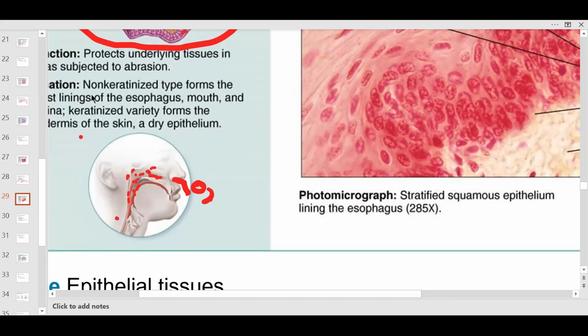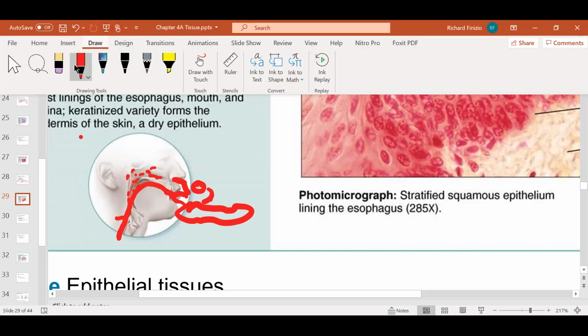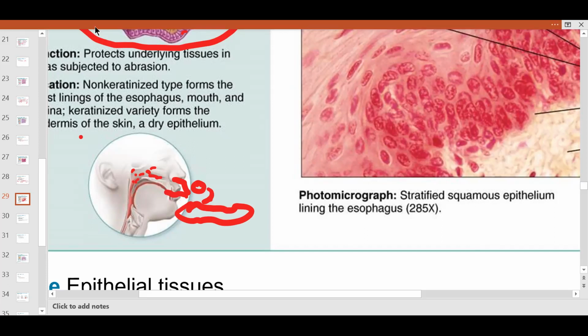But now when we get into the esophagus with the food, so the food comes in the mouth. Here comes the chicken bone. And now the food has to go posterior down the esophagus. So the epithelium that lines the esophagus is non-keratinized, stratified squamous.